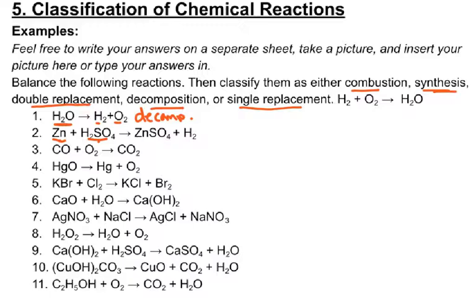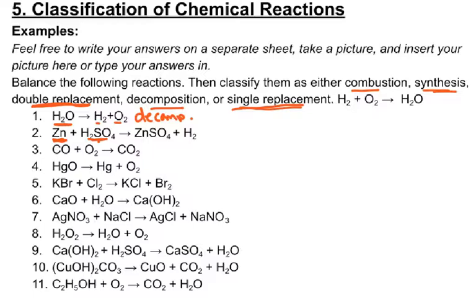Let's see, double replacement is always 2 compounds. Single replacement is always an element and a compound. And then combustion is always O2 yielding CO2 and H2O. So this is definitely not combustion because I have a metal in here. It's definitely not decomposition because I have 2 reactants.